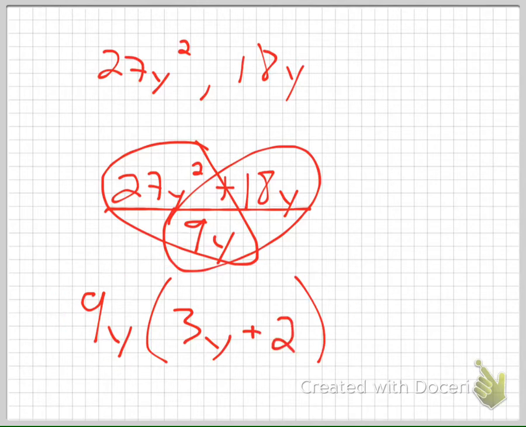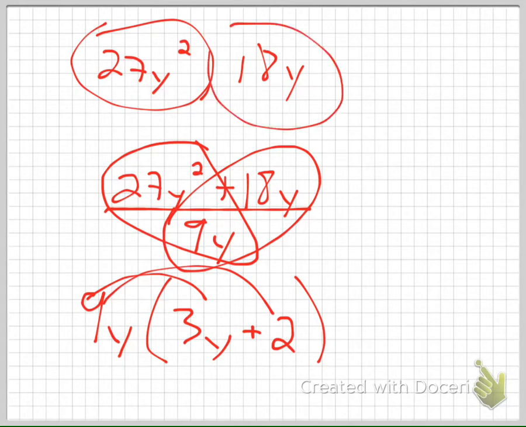We're doing the exact same thing we did before. We're finding the greatest common factor, but now we're just using the distributive property in reverse, right? We're undoing it by dividing by the greatest common factor to come up with this. How do I know if we got it right? Use the distributive property. What is 9y times 3y? 27y squared. What is 9y times 2? 18y. Does that make sense? That's how you do it.